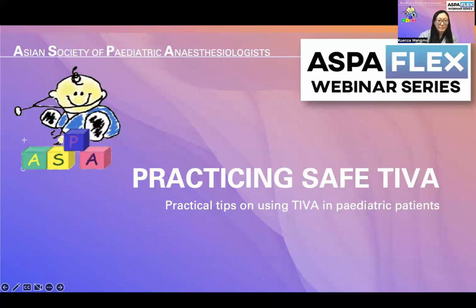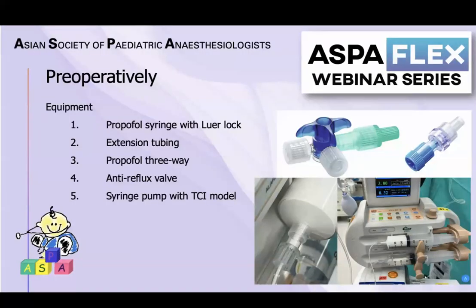I will now go on to talk about practical tips on practicing safe TIVA in pediatrics. In our preparation regarding the equipment, we will need the following items. First of all, a propofol syringe with luer lock. Secondly, we need extension tubing to connect the syringe to the patient. Thirdly, we need propofol-compatible three-ways.